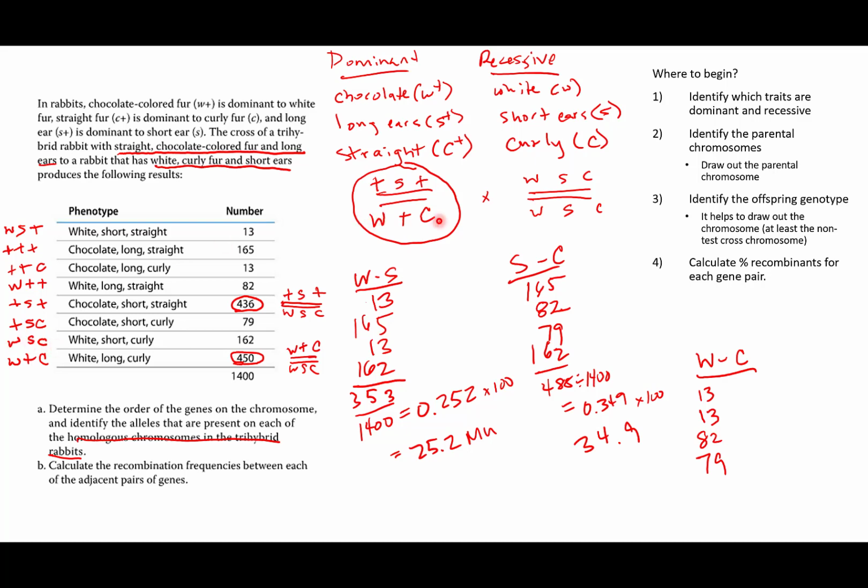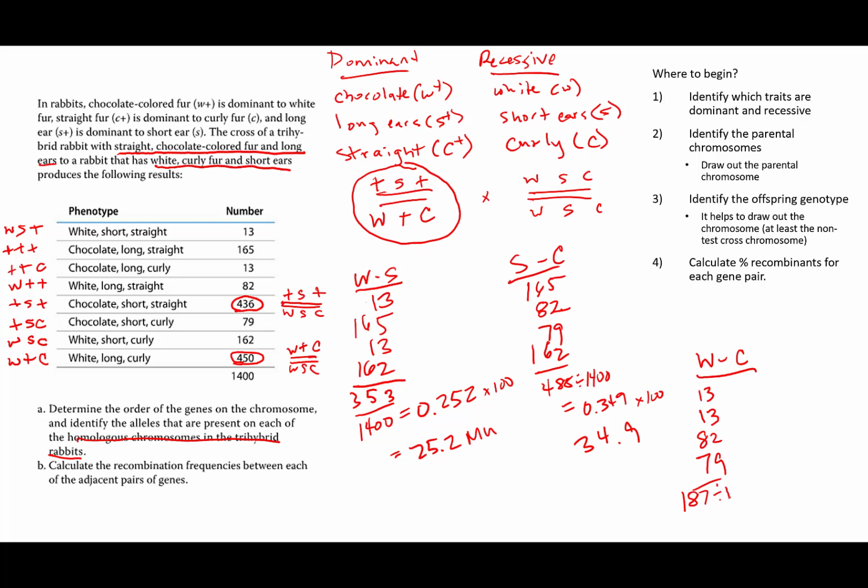WC, WC on the same chromosome in first and third, so that one doesn't. So I'm not going to do that. Last one is a parental, so I don't need to even worry about that one. Add these up, and what do I get? Take 13 plus 13 plus 82 plus 79. Gives me a grand total of 187.